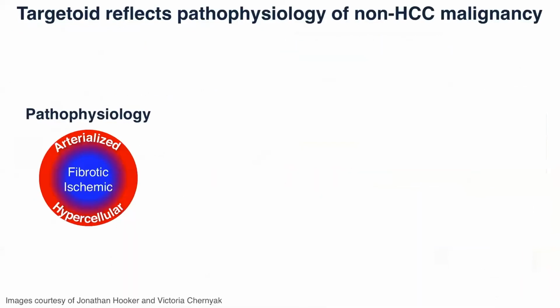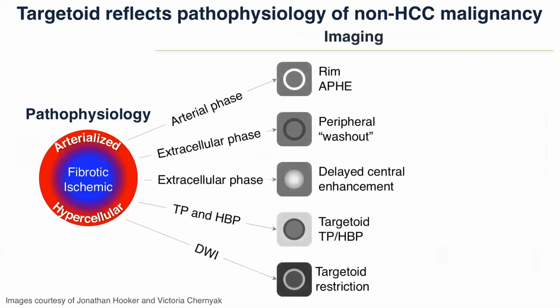Okay. Now, why does targetoid suggest non-HCC malignancy? Because non-HCC malignancies such as cholangiocarcinomas tend to be arterialized and hypercellular on the outside, and they tend to be fibrotic and ischemic in the center. So if something is arterialized on the outside, it tends to have rim APHE. If something is hypercellular on the outside, it tends to have restricted diffusion on the outside, less restricted diffusion on the inside, and that's targetoid restriction.